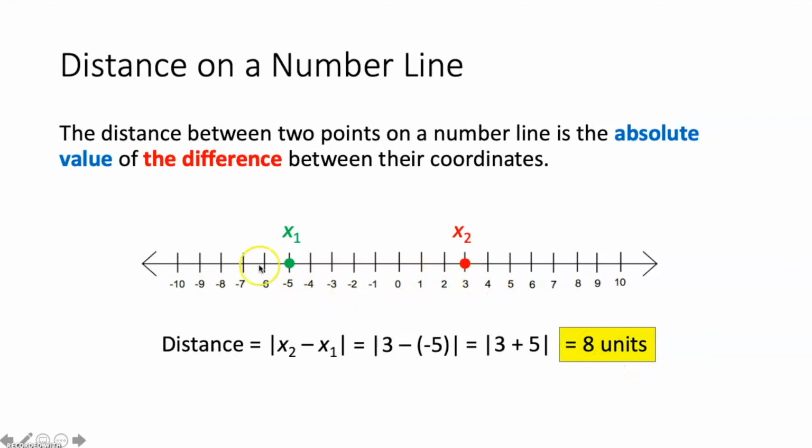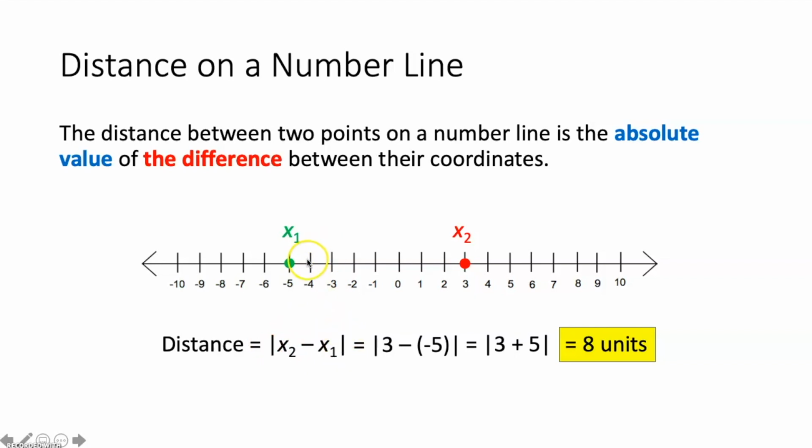Also note that we are using absolute value because distance is always positive. Think about if you're driving somewhere. You drive 5 miles. You're never going to drive -5 miles. You're never going to run -3 miles. All your distances need to be positive, which is why we are using absolute value.